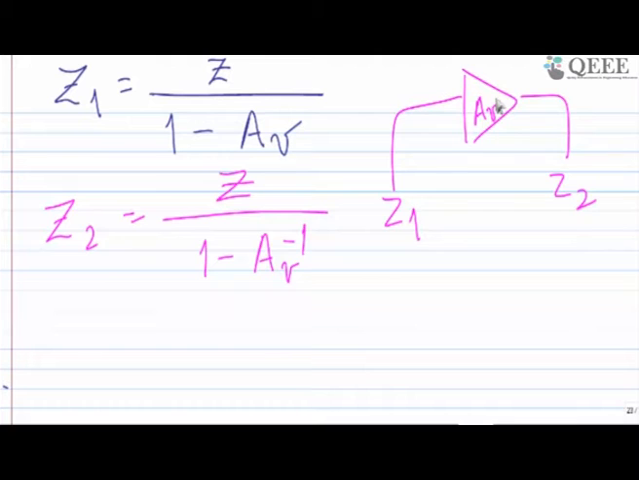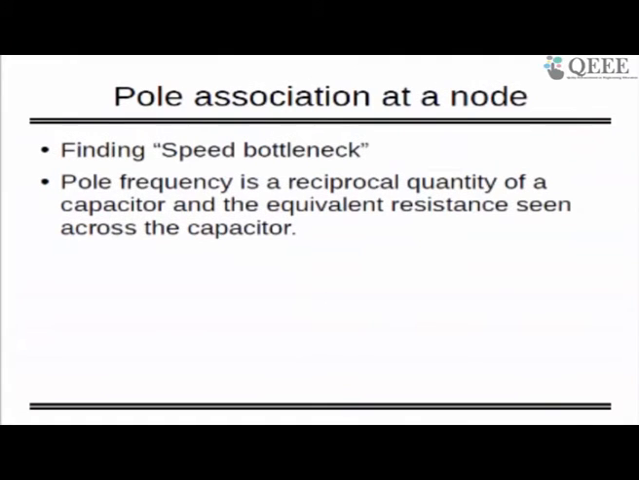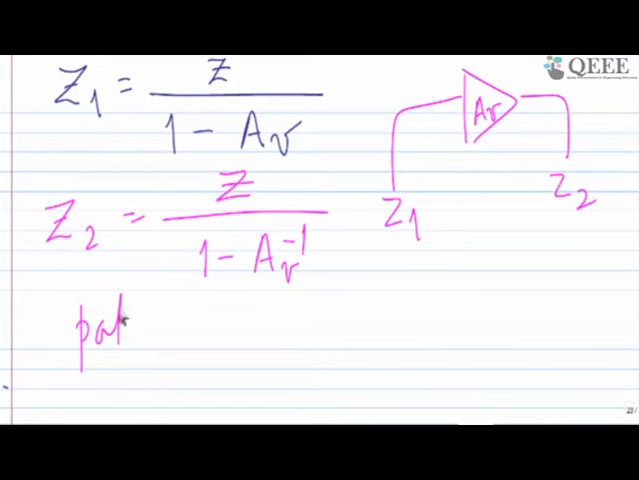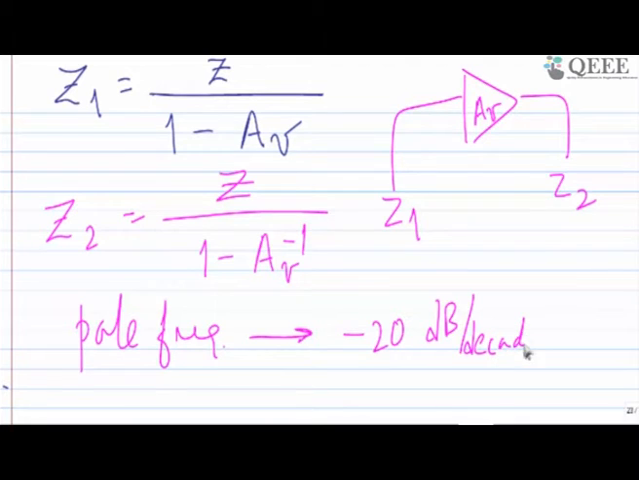But this theorem only works when there is a gain. Just look at that. If there is a gain, you can decompose your impedance in two parts, which is Z1 and Z2. And what we wanted to do is find out the pole associated with the node. When I am saying the pole, it means the pole frequency. Pole frequency is the one which contributes minus 20 dB per decade of slope. And if it is giving you minus 20 dB per decade, it's a bottleneck.